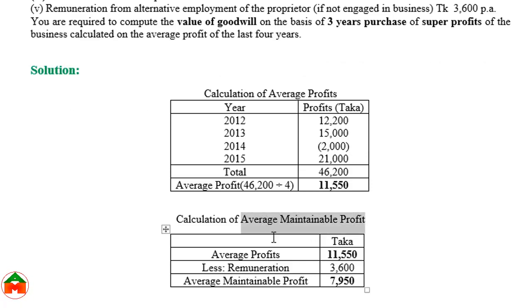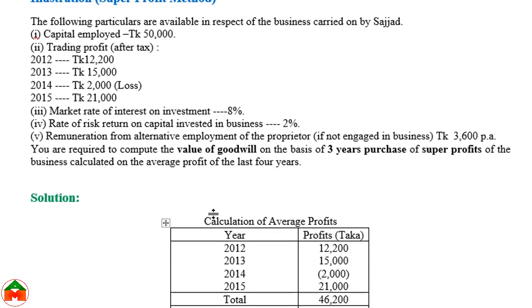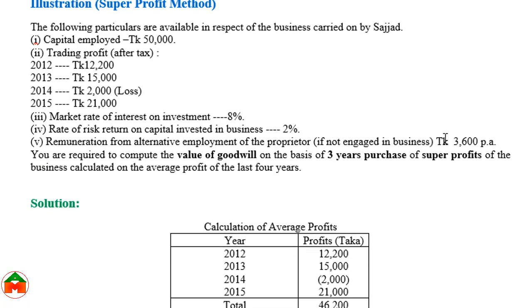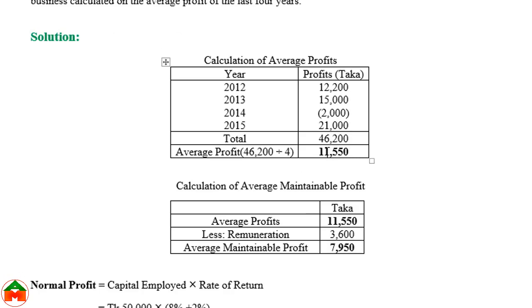Now our task is to get the average maintainable profit. To get the average maintainable profit, we need to adjust the profit. From the question we can see we need to adjust the remuneration. That means our average profit is 11,550. From this we need to deduct the remuneration because it should be charged as a remuneration for the owner. We need to deduct this 3,600, and after that we will get the average maintainable profit, which is 7,950.